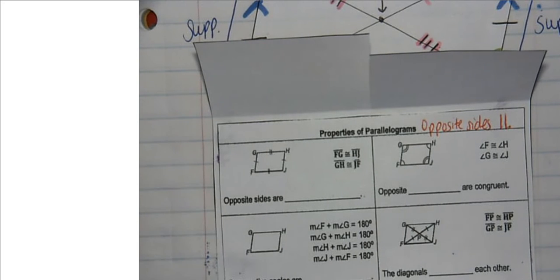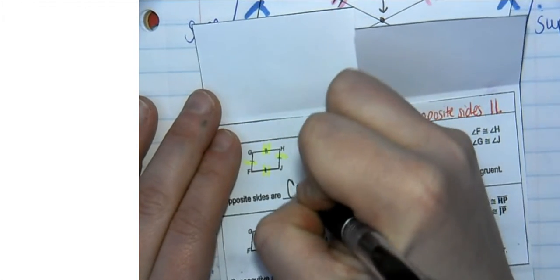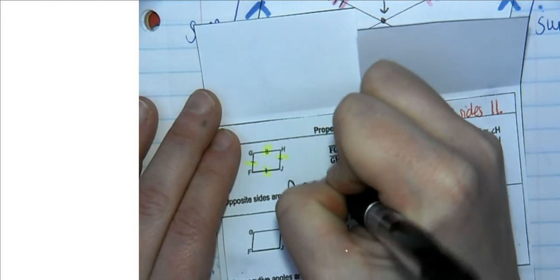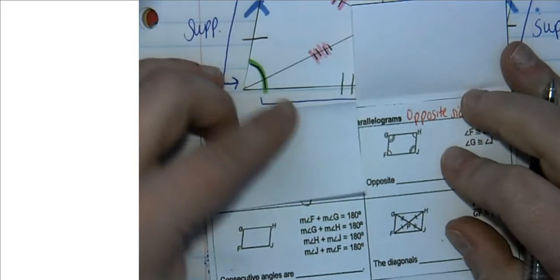But in addition to them being parallel, we have opposite sides that are congruent to each other. So I'm going to mark up those congruent symbols to show that they are indeed congruent. Opposite sides are congruent. So that's what I'm going to write down right here: opposite sides are congruent.